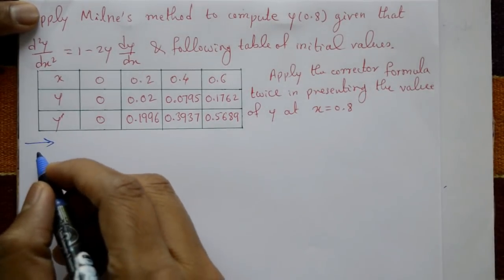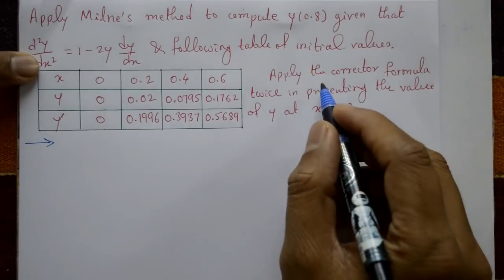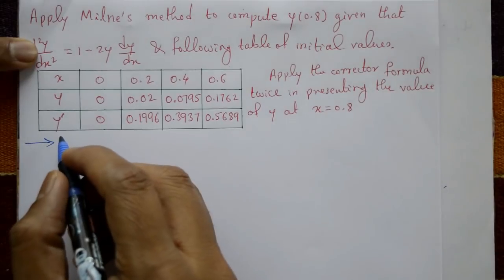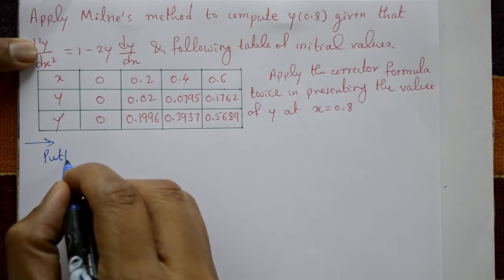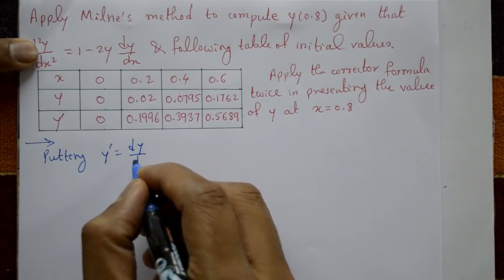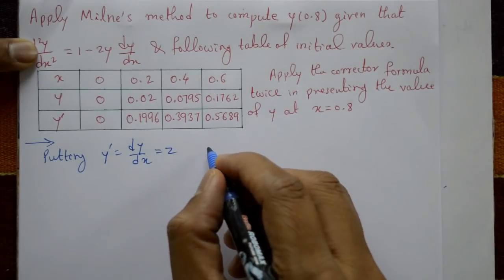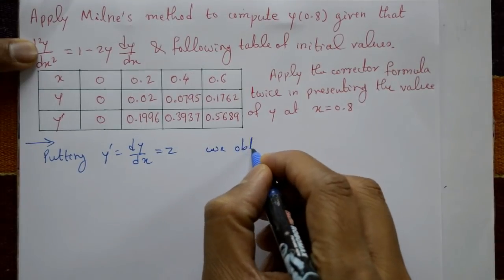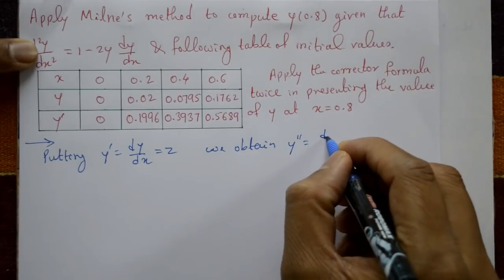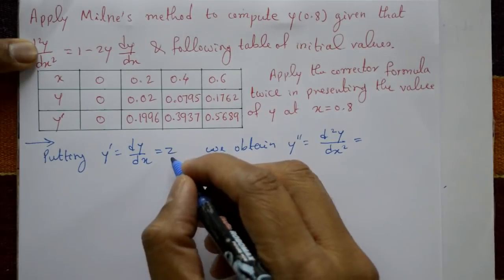Now, using Milne's method, there are two formulas: one is a predictor and the second one is a corrector formula. The corrector formula is applied twice. Now, putting the solution, y dash means first order dy by dx, that means z. Differentiate this with respect to x. This is y double dash, the second order d square y by dx square, and this is dz by dx, meaning z dash.